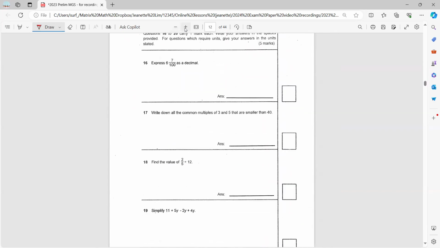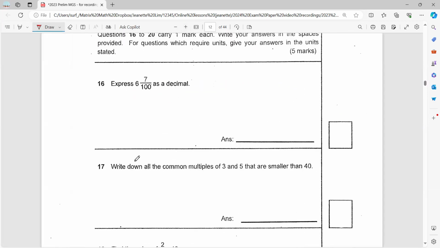Next, booklet B. Express 6 and 7 over 10, 7 over 100 as a decimal. 700 is in the second decimal place, so 0.7.